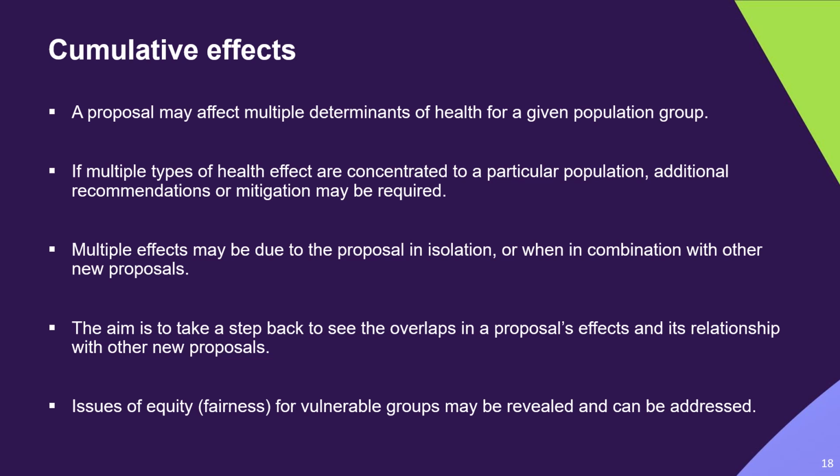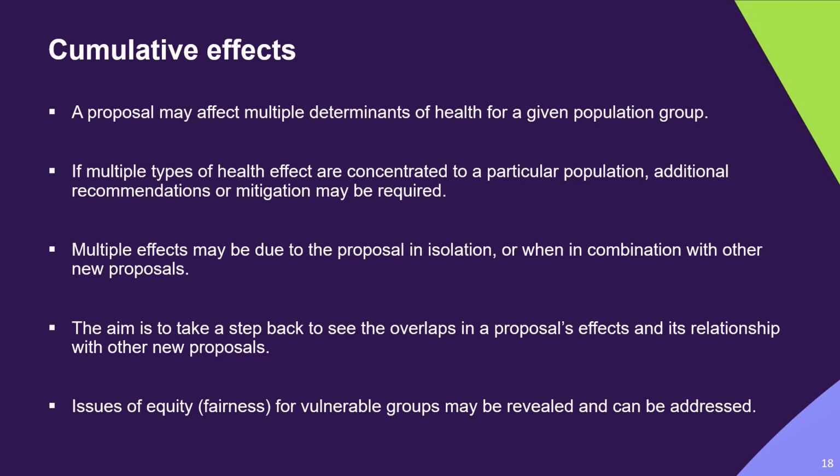A proposal may affect multiple determinants of health for a given population. For example, changes in the physical environment, such as reduced green space and communal areas, may impact on physical activity, community cohesion, and mental well-being. If multiple types of health effects are concentrated on a particular population, additional recommendations or mitigation measures may be required. So if it looks as though a particular group or a particular community is being affected in multiple ways, then additional mitigation measures may be needed.